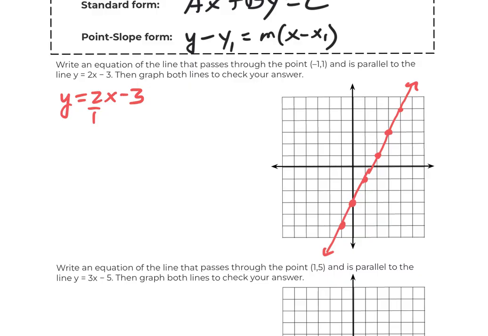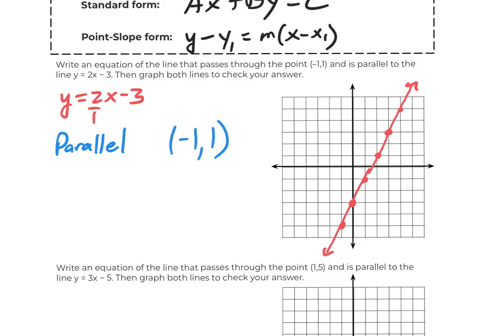Okay, so now we're going to make a new equation that is parallel to the given equation and goes through the point (-1, 1). Okay, if the slope of this original line is 2, what would be parallel to that? What did we talk about yesterday? If two lines are parallel, what do we know about their slopes? They're equal. They're exactly the same, right?